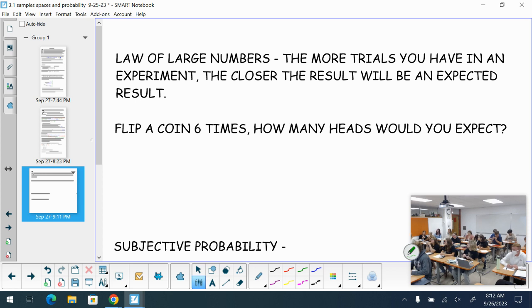3 heads, 3 tails. Okay, because you have a 50-50 chance in each one of these. So you'd expect 3 heads and 3 tails. So what I want you to do is flip your coin 6 times. Now, your experiment has to be the same each and every time.